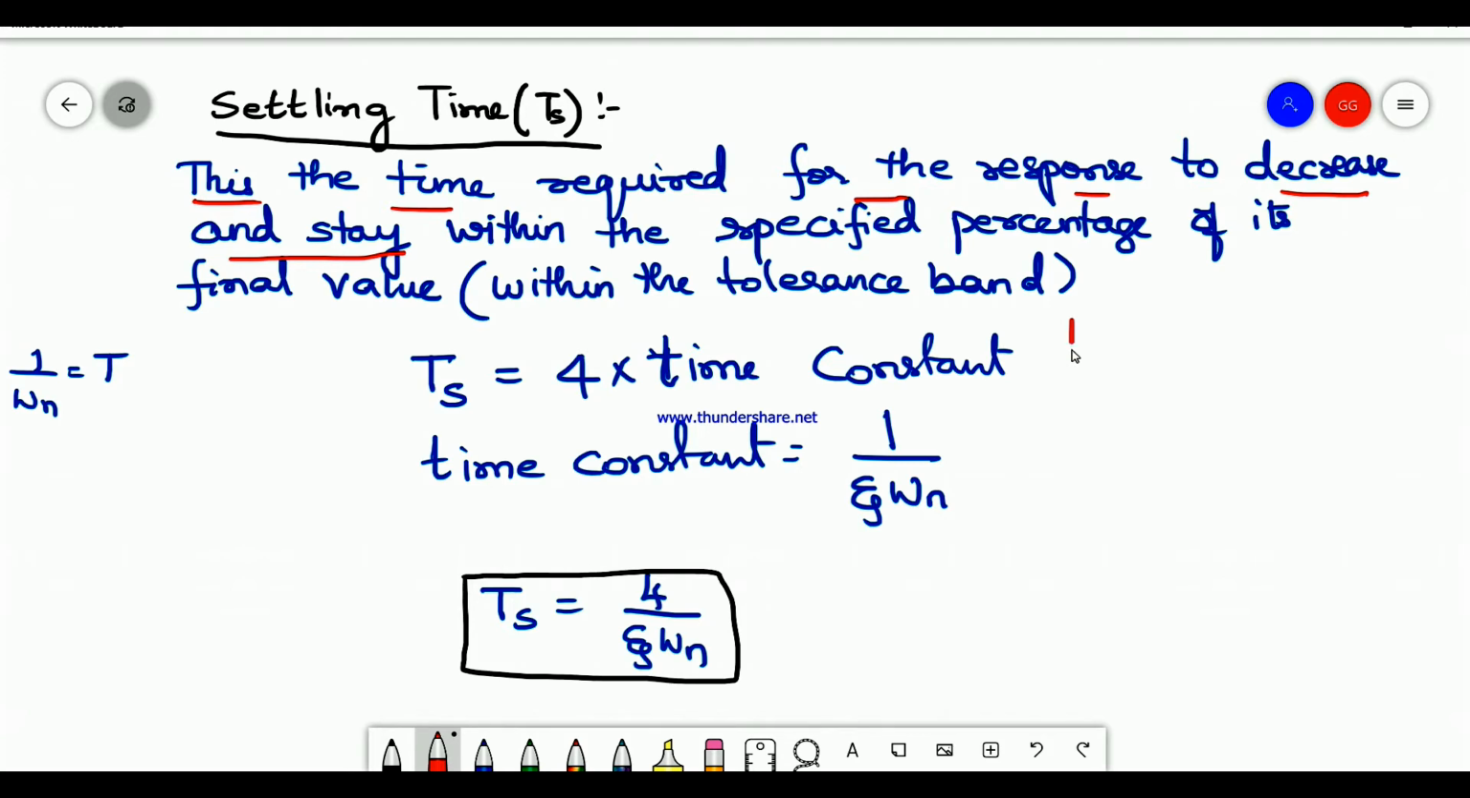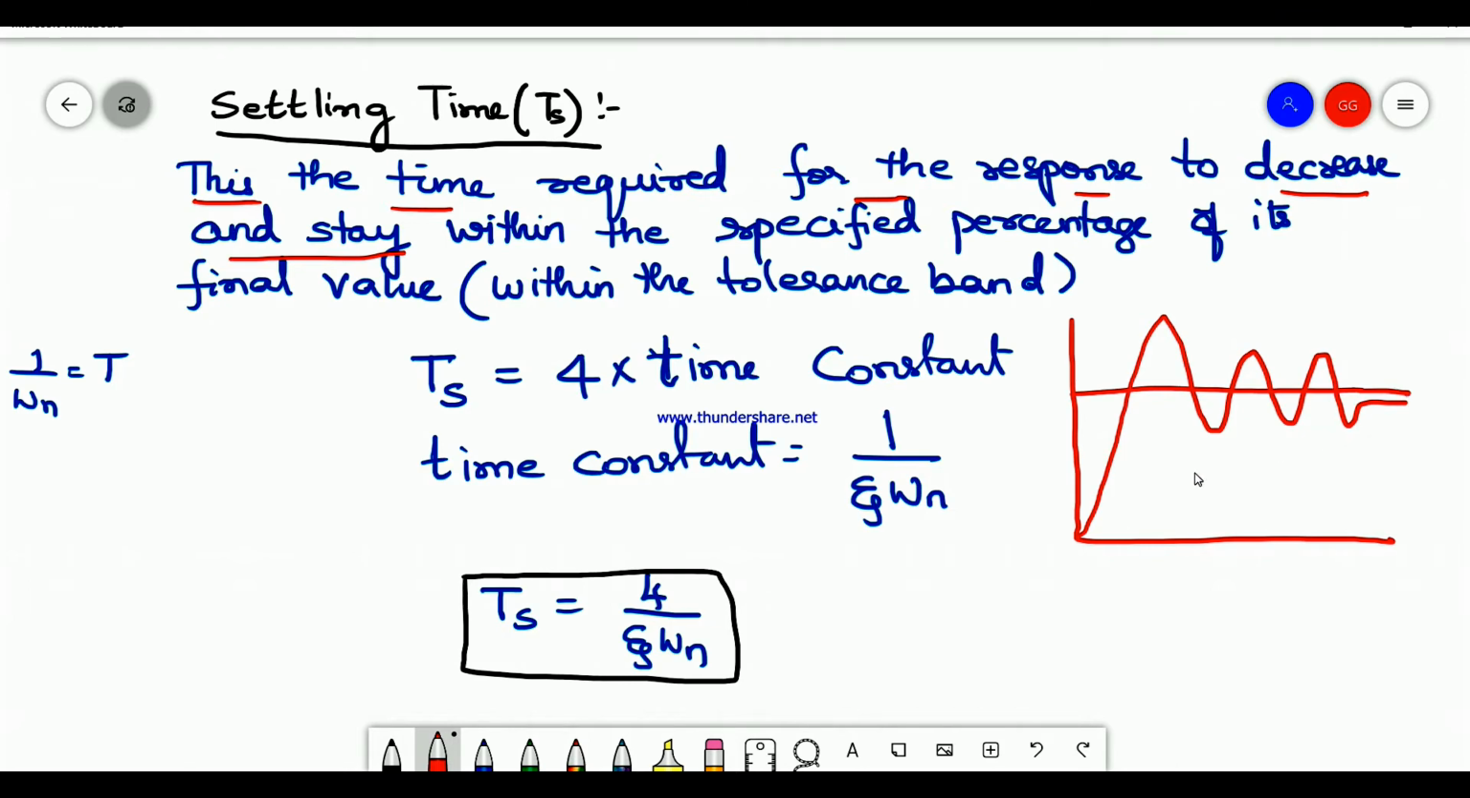So let me draw the curve and tell you. This is the curve, the unit step response that we have seen. Now this is the tolerance that we have. Normally we take 2% tolerance, where the tolerance is the specified percentage of its final value.